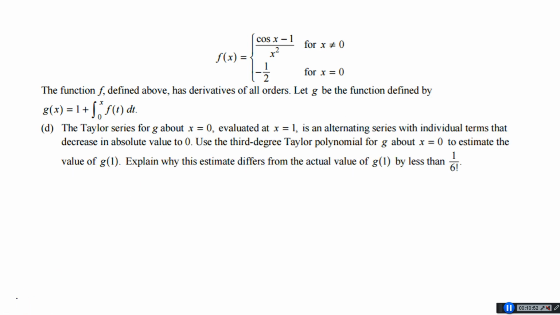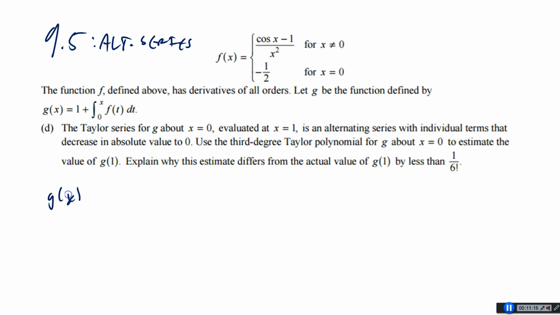Now they say the Taylor series of g about x equals 0 at x equals 1 is an alternating series with individual terms. This is something you can't do until you've done 9.5. Basically they're listing all the criteria for the alternating series test. They all have to be positive terms that decrease to 0 in absolute value, and then we use the 3rd degree polynomial about x equals 0 to estimate the value of g of 1.